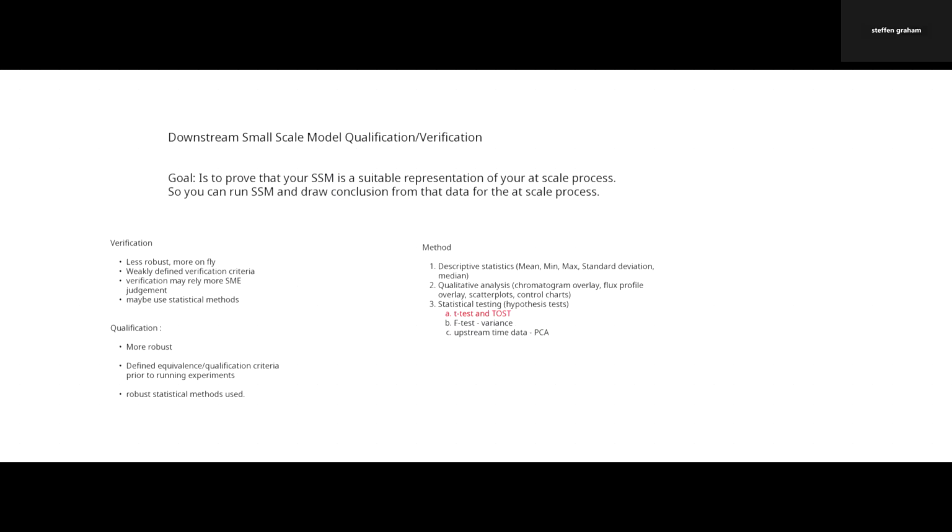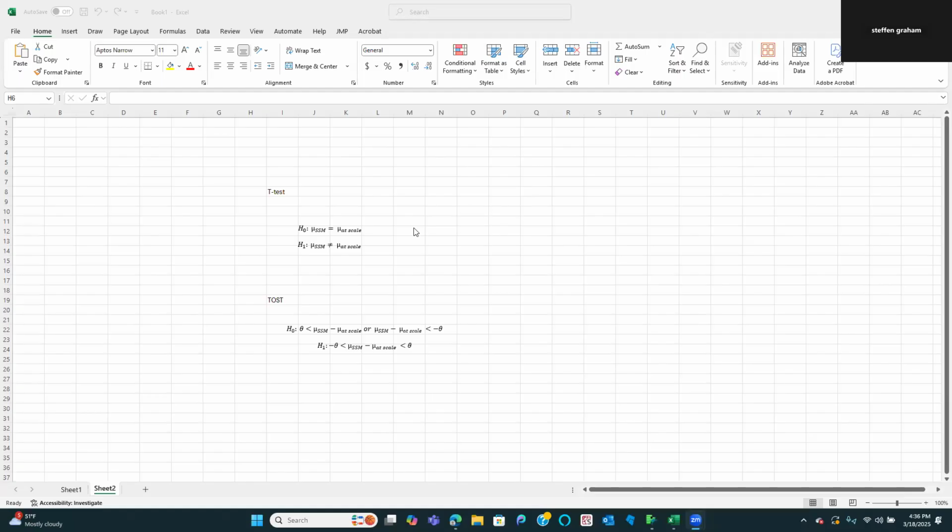So I'm going to share my screen, and we'll look at the hypotheses for our t-test and our TOST. Talk a little bit about those. Okay, so hopefully you're seeing Excel. This is where I have the null hypothesis for the t-test, where you're saying the null hypothesis is that the mean of your small scale is equal to the mean of your at scale, with the alternative hypothesis as the means aren't equal.